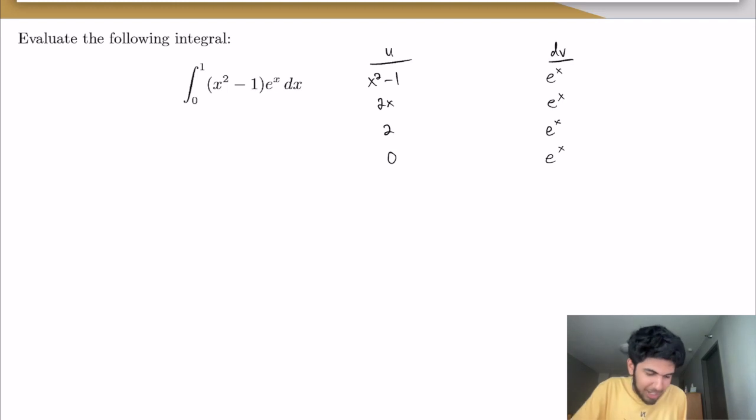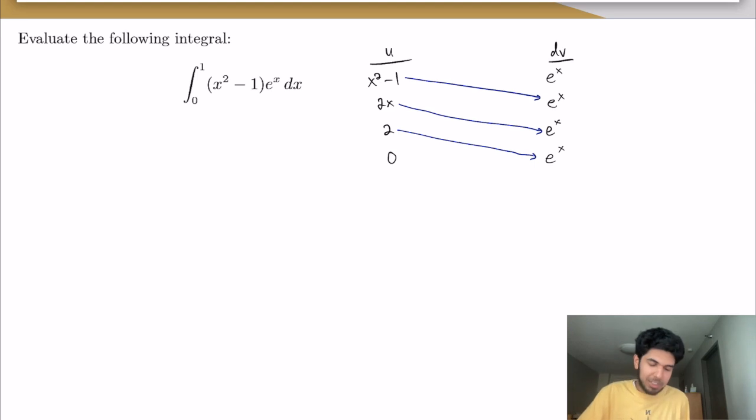Now we draw our arrows starting from the first u term to the second dv term, then from the second u term to the third dv term, and then from the third u term to the fourth dv term. We alternate between plus 1 and minus 1, so plus 1 for the start, minus 1 for the second, plus 1 for the third, and then multiply along those arrows.